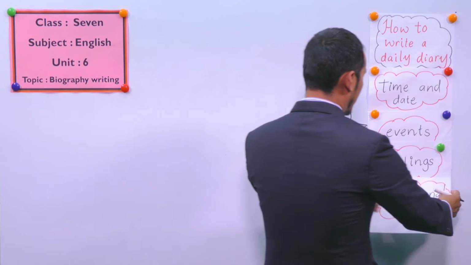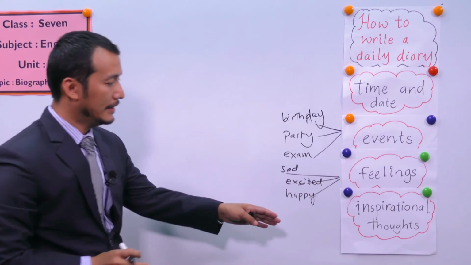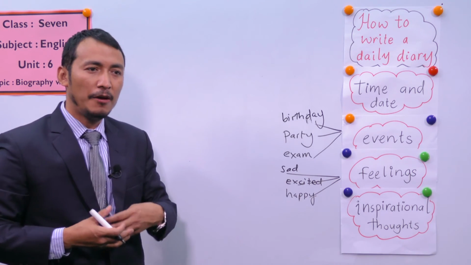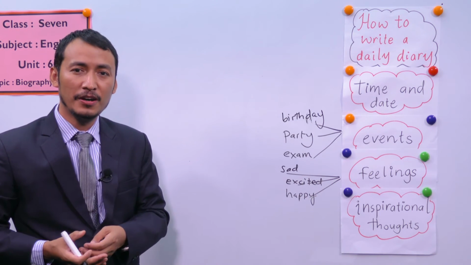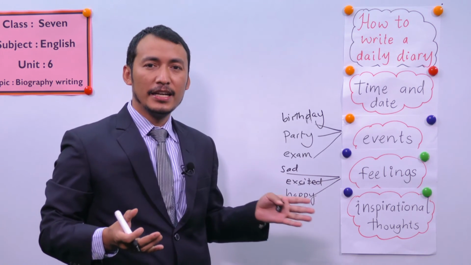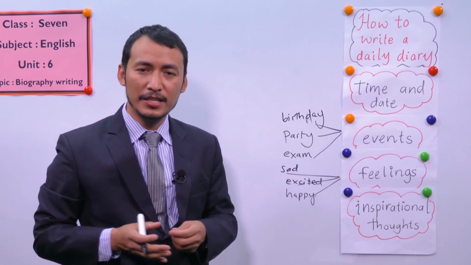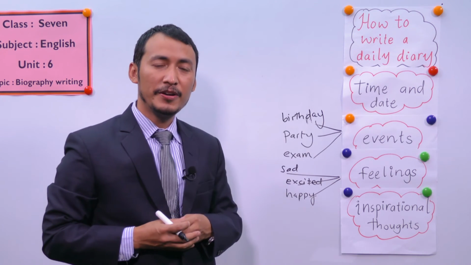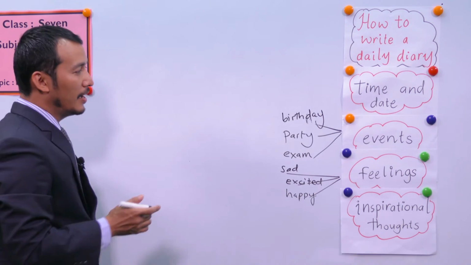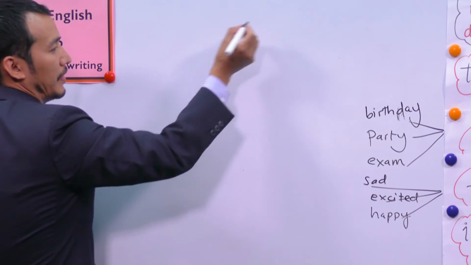Another thing that you can mention in your diary is the inspirational thought. Inspirational thought means how you felt or what knowledge you got from the experience. For example, Anne Frank says that everyone can be a great person, but you don't know how great you are. This is an inspirational thought you can write at the end of your diary. Now I'll show you some examples of how you can begin. I'll show you two types of beginning.